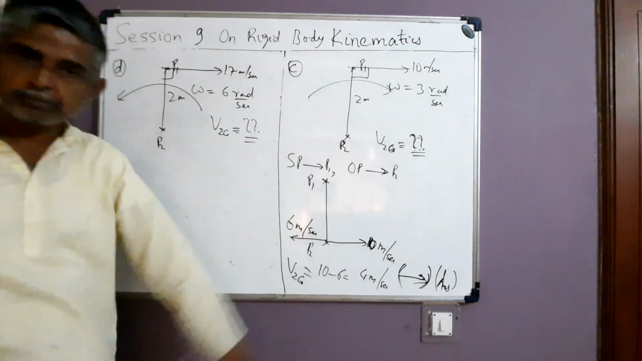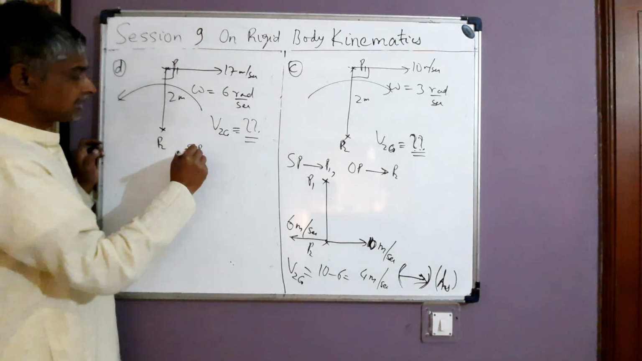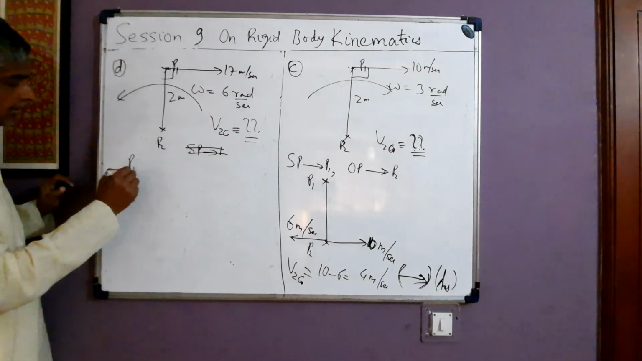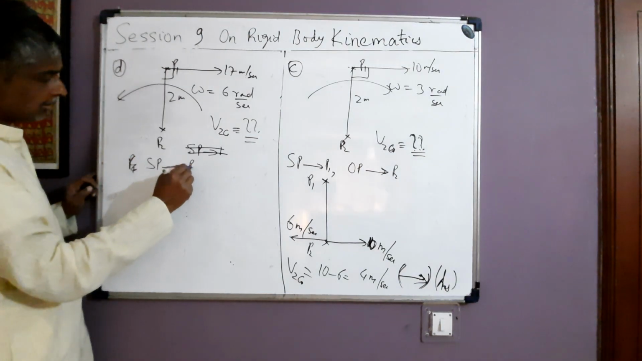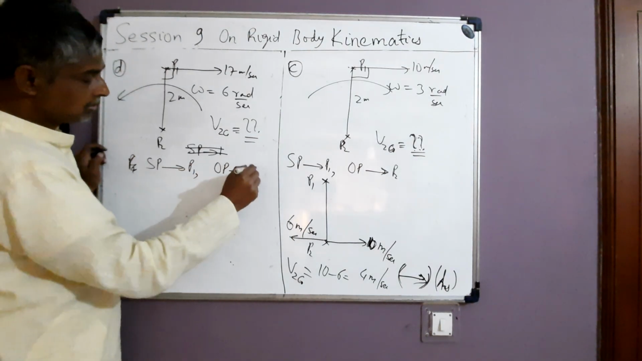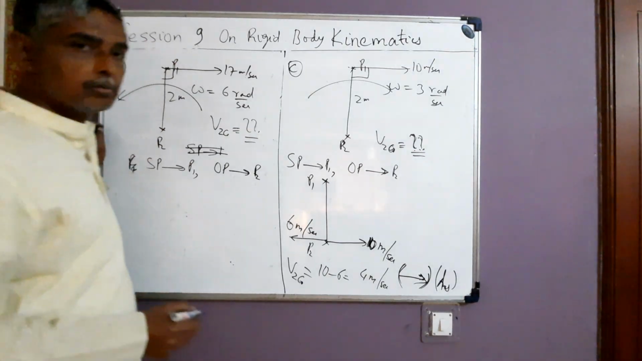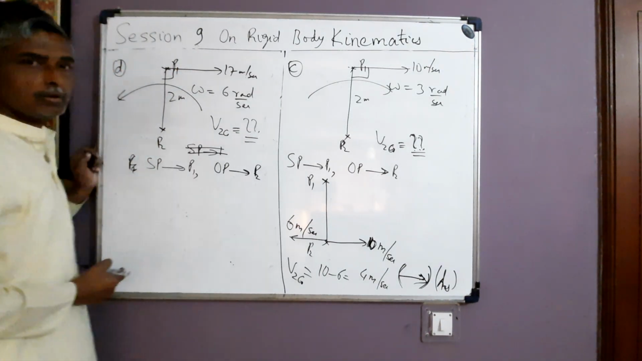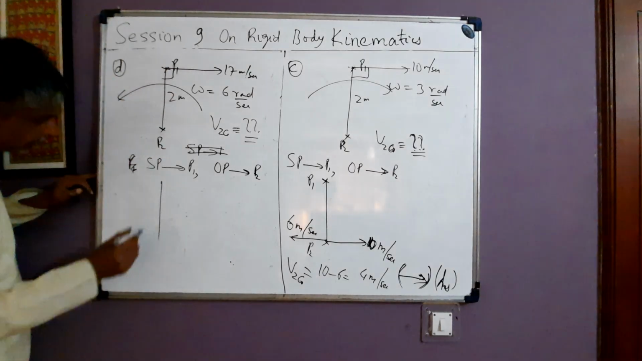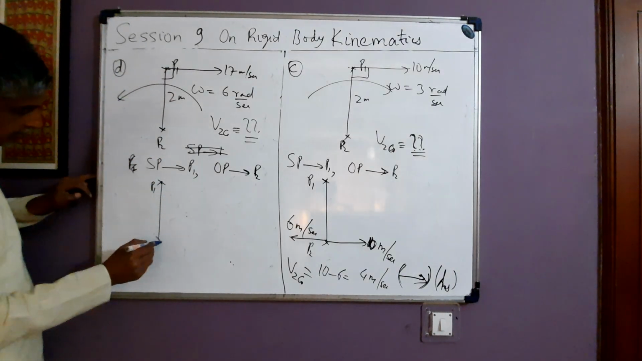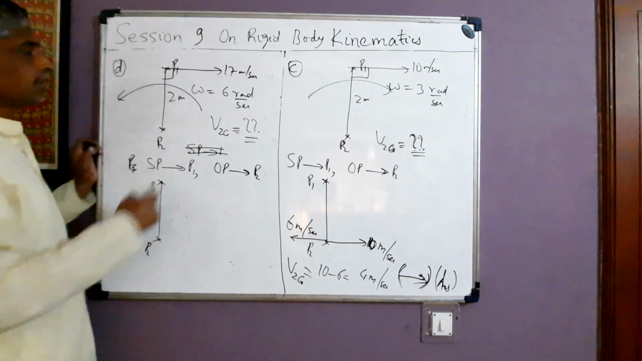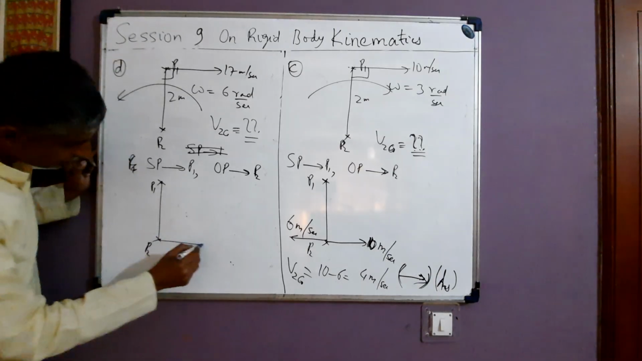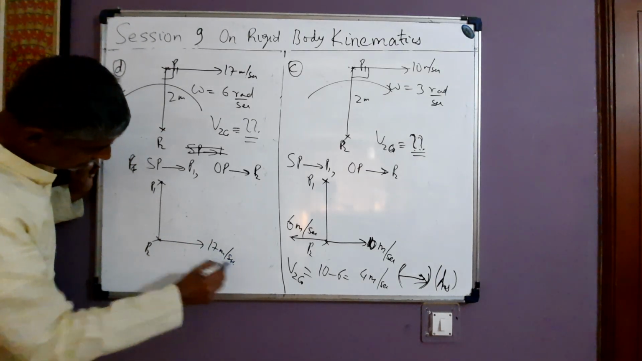Now again, we will follow the same procedure. We take P1 as SP, and P2 as OP. We draw the line joining SP and OP, whose orientation is the same as in the question. The orientation of P1, P2 is vertical, so this line is also vertical. This is P1, this is P2. Now we give the velocity of SP to OP. Velocity of SP is 17 rightward. So to P2 also we give 17 meter per second rightward.